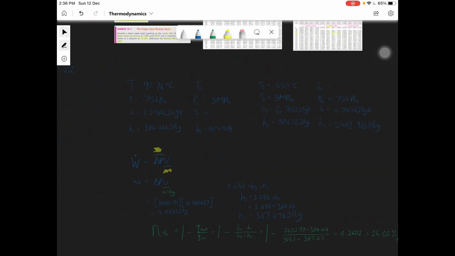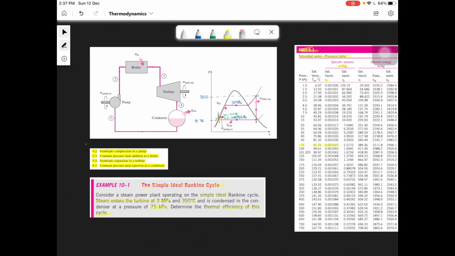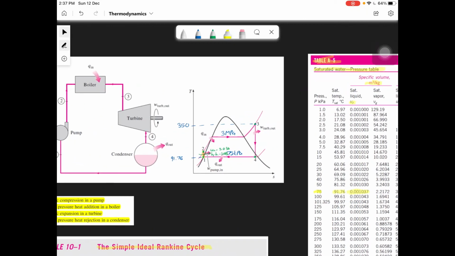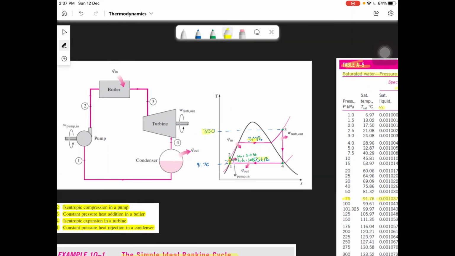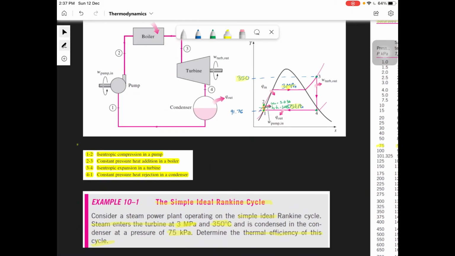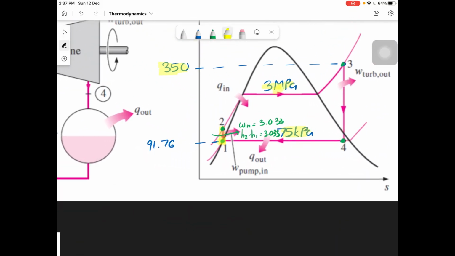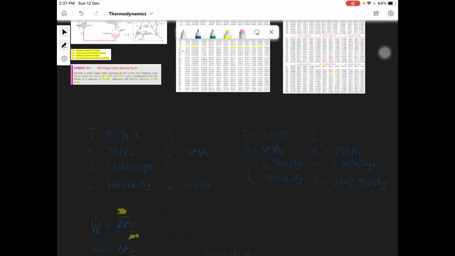Okay, let's review what we have done before we summarize this question. We have 3 megapascal, 350 degrees Celsius. We have noted it over here. 3 megapascal, 350 degrees. After that, we know the question says it's 75 kilopascal at the condenser. After that, we have determined from point 1 the T saturation. We have determined from table A5 as 91.76. After that, we have written down in our summary table like this.